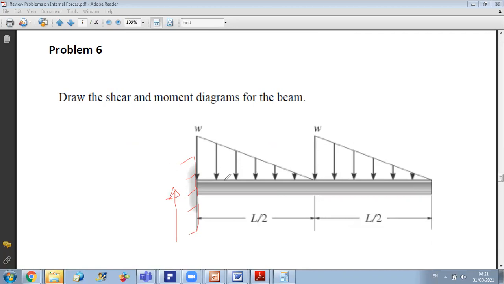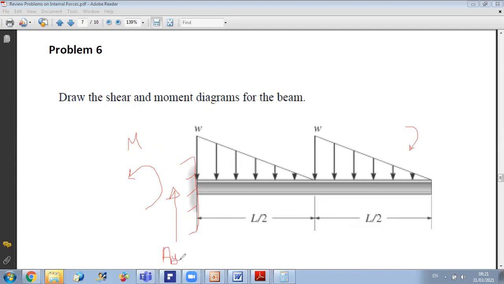The couple should be in a way to have equilibrium. But as you can see, your load is producing a clockwise couple, so the reaction at the fixity should be a counterclockwise couple. Now, how to find the reaction here at the fixity? We do sum of moments equals 0, and to get the reaction AY, we do sum of forces equals 0.